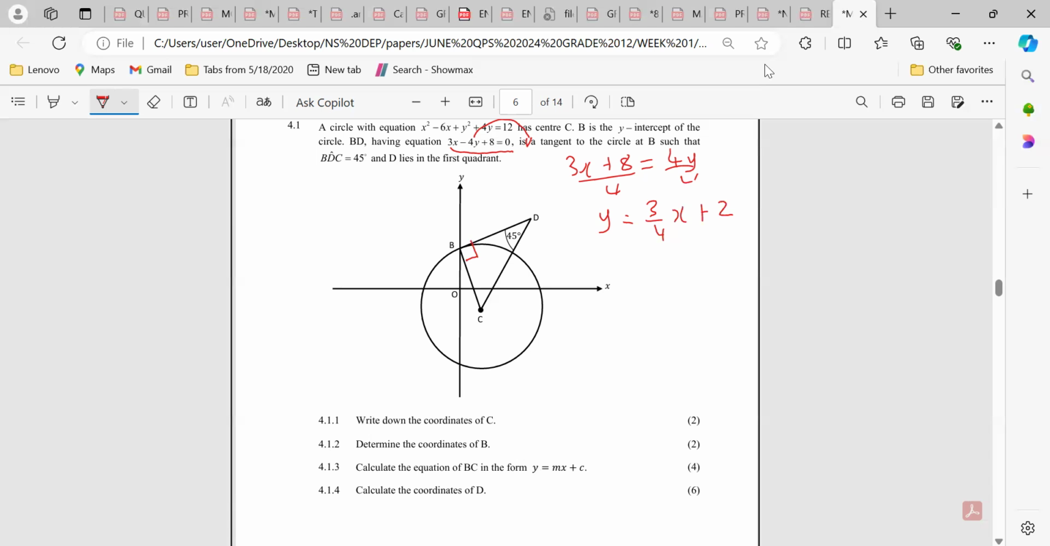Now, if this is 90 degrees, it means I can say the gradient of BD multiplied by the gradient of BC is going to give me what? Minus 1. Where does that come from? It comes from a tangent. And then they say D is a point which lies in the first quadrant. So D is positive.